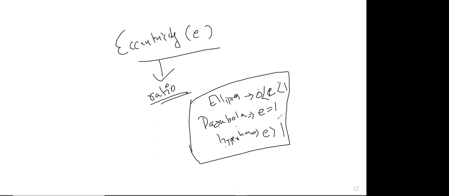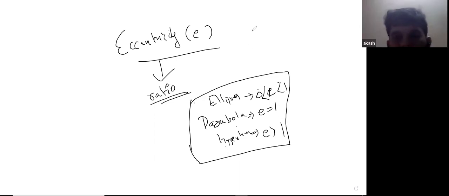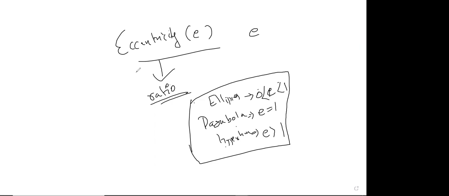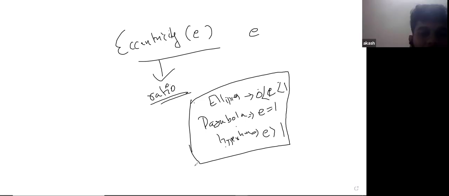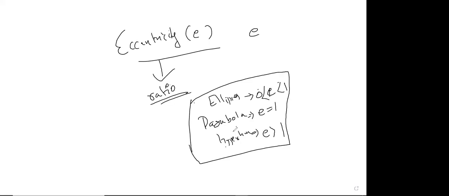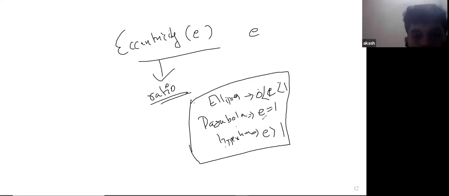E for eccentricity, the letter E. Eccentricity is defined as a ratio. For a parabola, E equals 1.